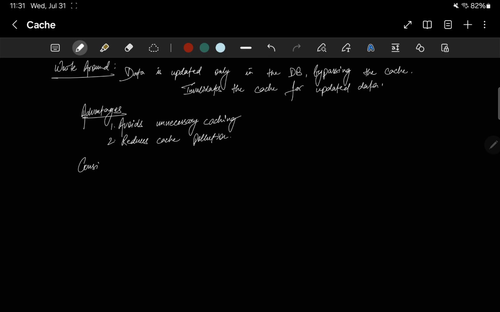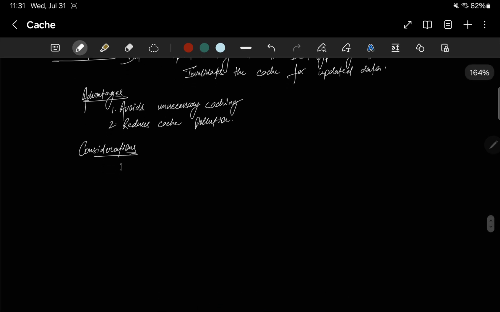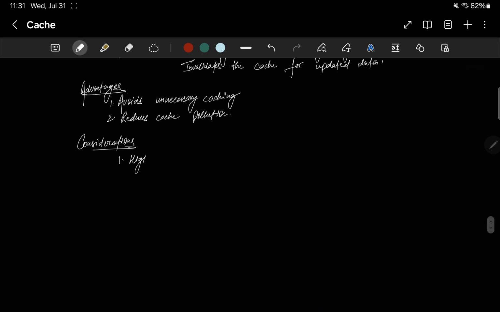So, what are the things we need to consider? Read operations for recently written data may experience higher latency because we have to write in the database. So, higher latency. And next is effective for scenarios where certain data is written once and never accessed again. Okay, so lower writes maybe. So if we have some kind of data which are rarely accessed, so for that this policy is good.